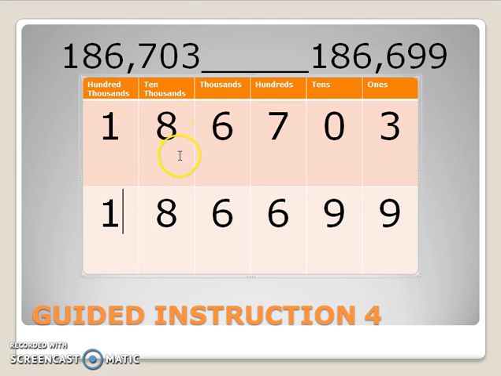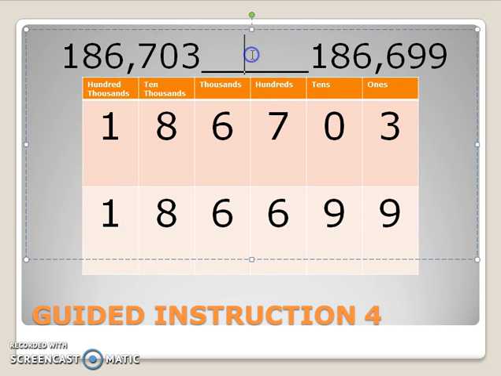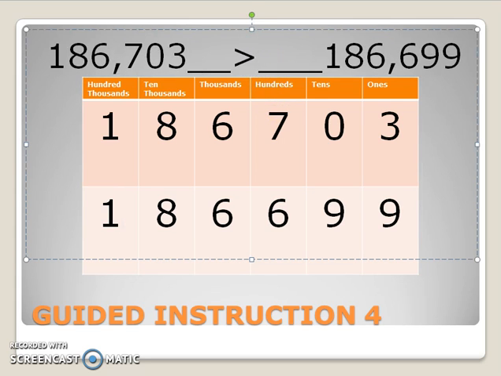We're going to move on over to the 10,000s. Both of those are 8s, so again, we can't compare them there. If we go to the thousands place value, we see that they're both 6s, so they're equal there. We're going to move on over to the hundreds. When we look at the hundreds place value, we see some different digits there. And we know that 700s is greater than 600s, so our comparison sign is going to be greater than.